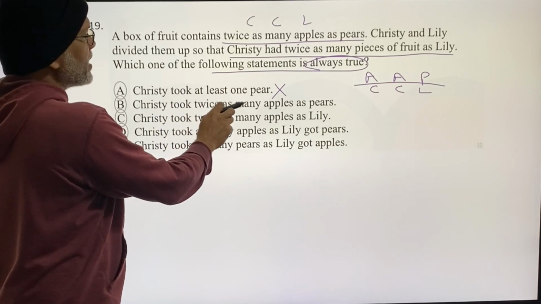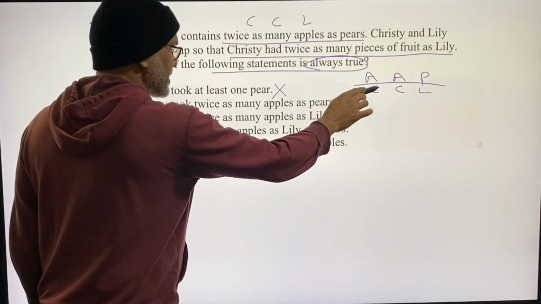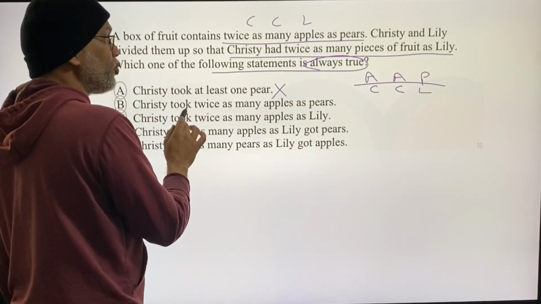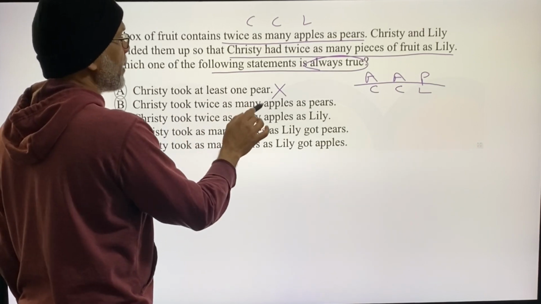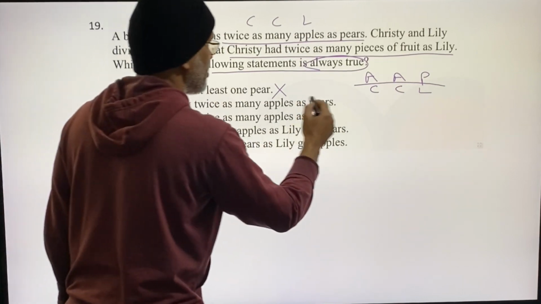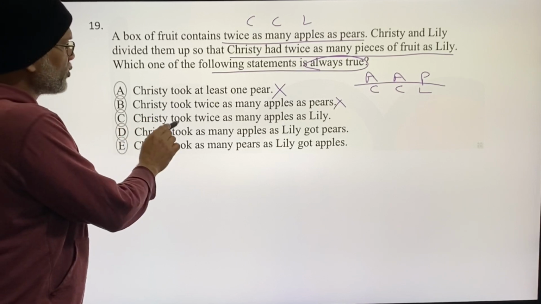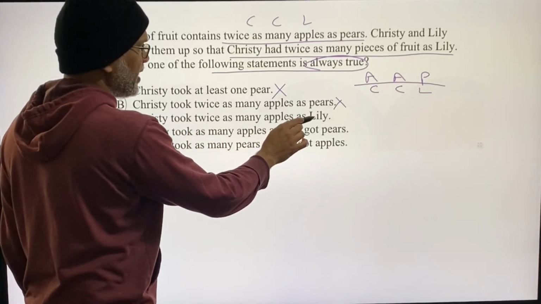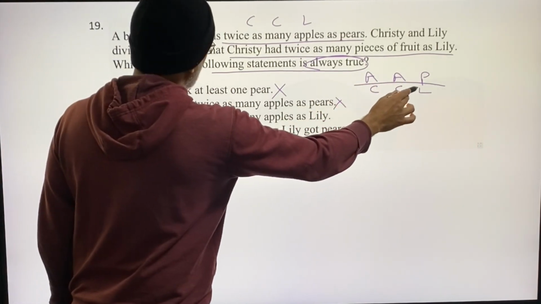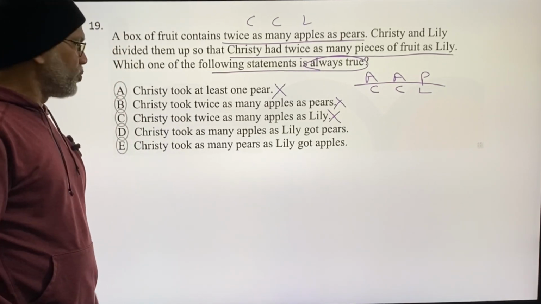Christy took twice as many apples as pears. Okay, again, from this example, Christy took 0 pears but got 2 apples, right? So Christy took twice as many apples as pears. Pears was 0, apples was 2, so this condition is also not necessarily always true. Christy took twice as many apples as Lily. Lily got 0 apples here. So again, this is also not always true.